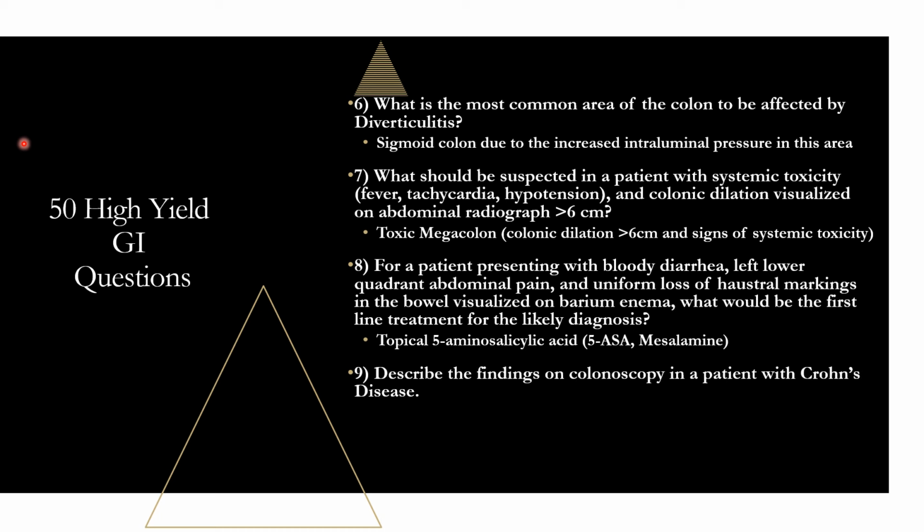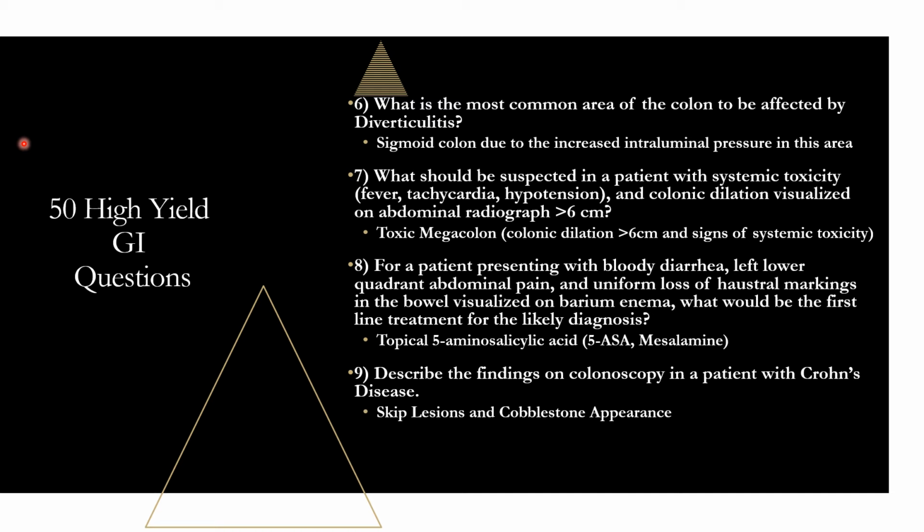So question number 9, describe the findings on colonoscopy in a patient with Crohn's disease. So what are you going to be looking for in colonoscopy in a patient with Crohn's disease? Well, it's two things, two descriptions. And that's going to be skip lesions and cobblestone appearance.